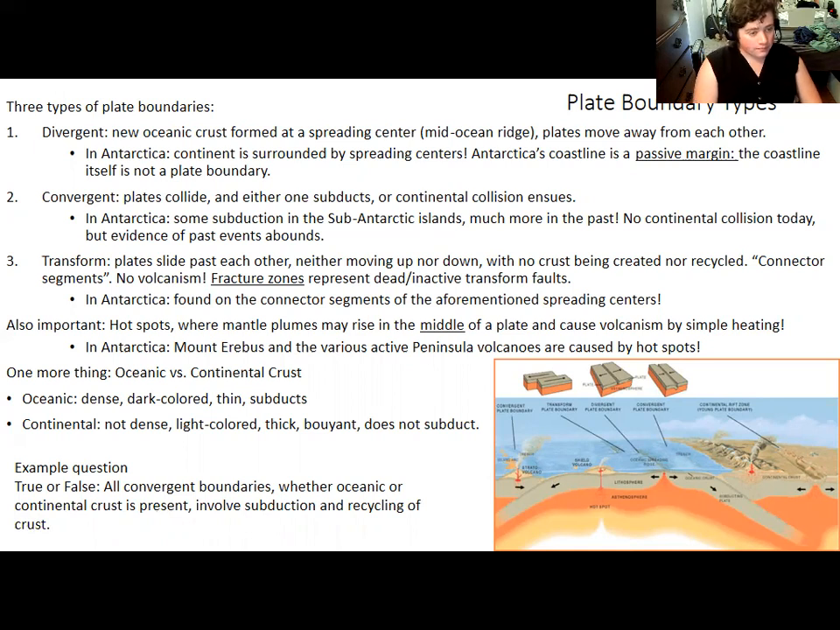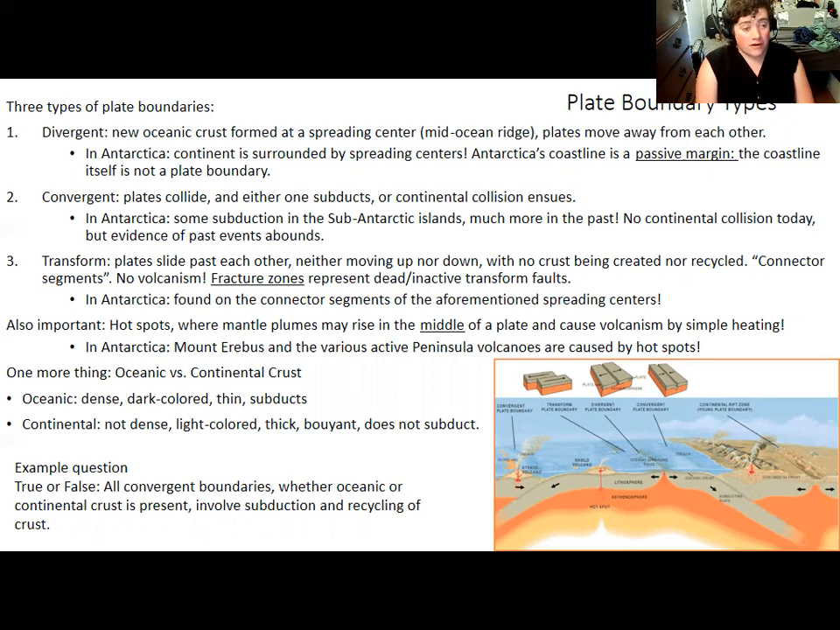We have, I would say, less continental collision now than we used to, but there is continental collision going on now in the Himalaya between the boundary of India and the rest of Asia. Not going on in Antarctica right now presently, but we have evidence of it happening in the past. And we do have some subduction happening in Antarctica. We have a couple places in the subantarctic islands where ocean crust is subducting under other ocean crust and generating island arcs like the subantarctic islands, like South Georgia and the South Sandwich Islands. Those are all volcanoes formed from subduction.